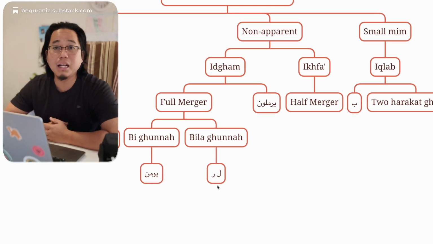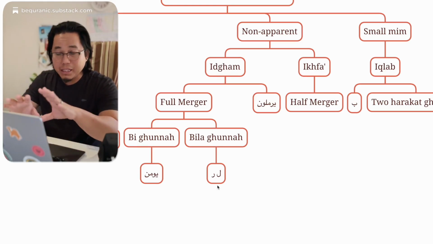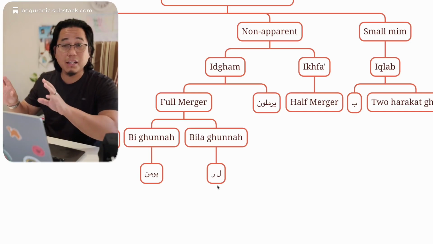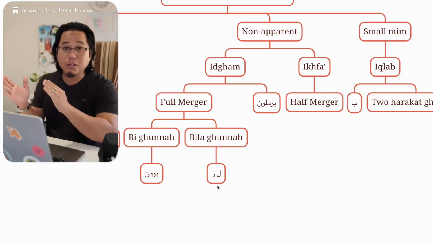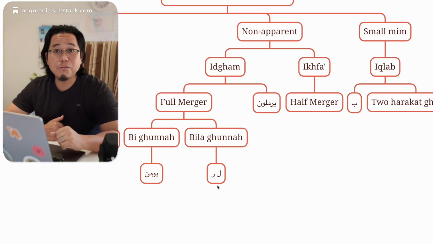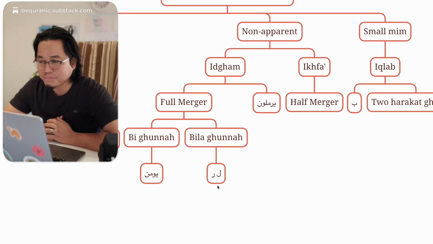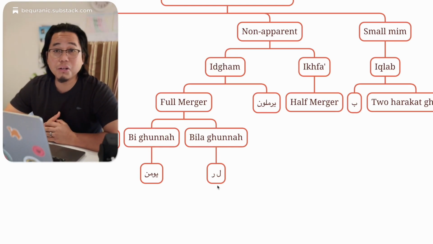Bila ghunnah, lam, and ra. We are going to point out these examples again when we are reading the ayat of the week. For now, we're just going to quickly go through a recap. That's as far as what we've done in the past 5 weeks. This is week 6. This week we're going to look at Ikhfa.